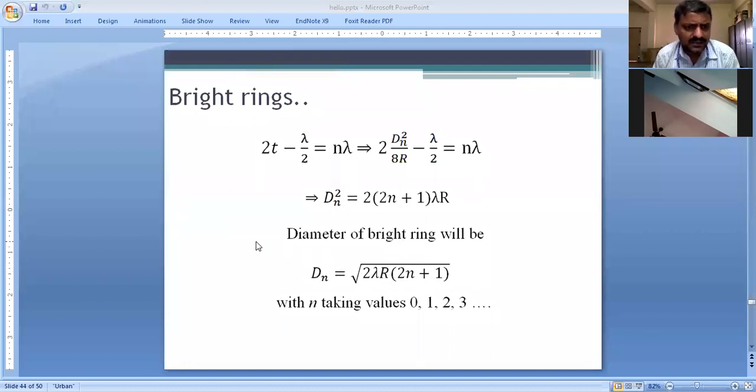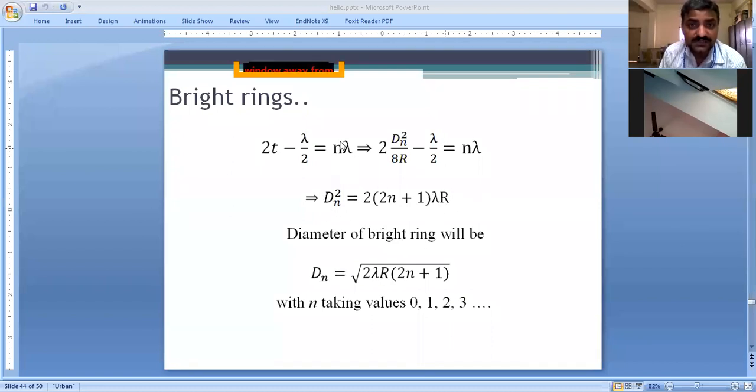How could it be dn square is equal to 2 into (2n plus 1) lambda r? Just try to solve this equation. It is 8r, right? It is 4r, and on the other side, lambda will come as (2n plus 1) lambda by 2, so here it is 2 in the denominator. On the left-hand side it is 4. So 2 and 4, if you cancel, you are left with only 2. That's what I have written as 2 into (2n plus 1) lambda r. Somebody said cross multiplication. Of course, it's a trivial algebraic expression, very easy to solve. So this is regarding dn.